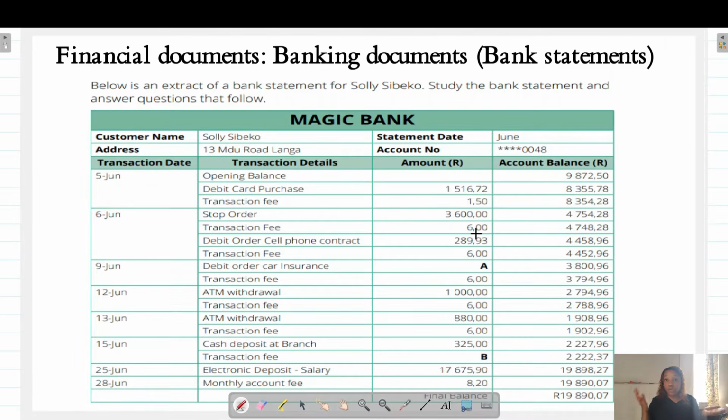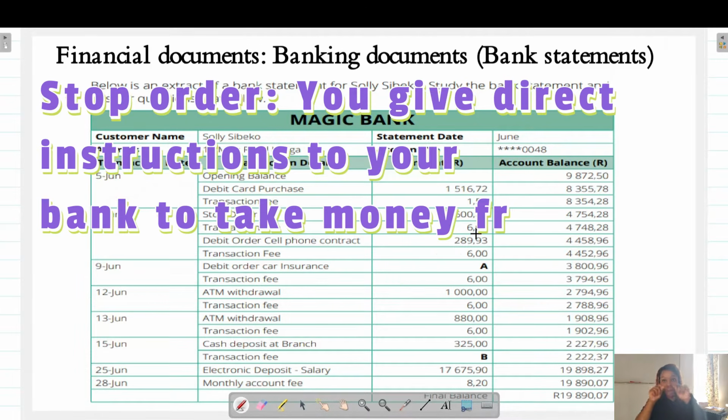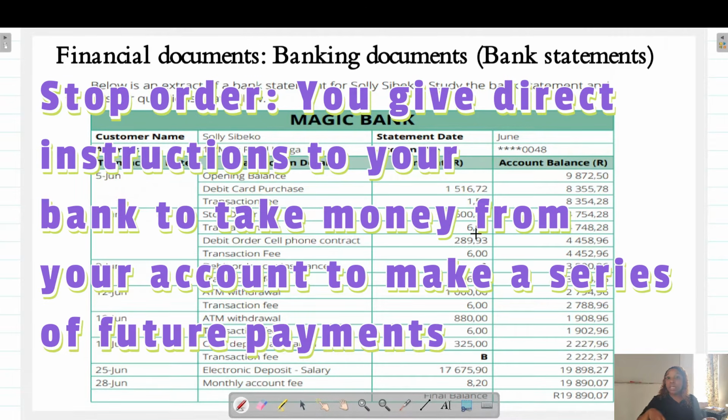Some people tend to confuse the two or think that a stop order is the same thing as a debit order, right? And it's not the same thing. With a stop order, you have basically instructed the bank to take money out of your account to make future payments. So you tell your bank to take money to pay for particular payments.